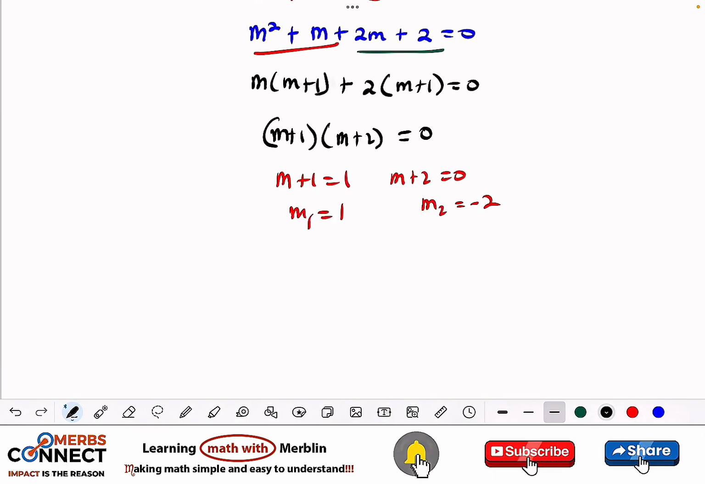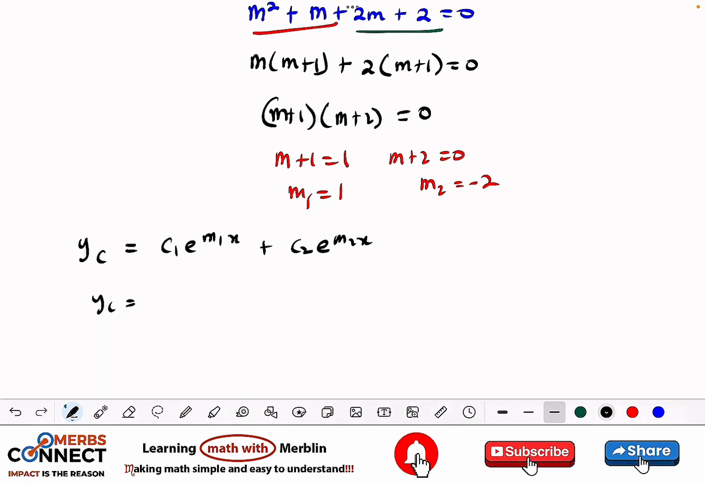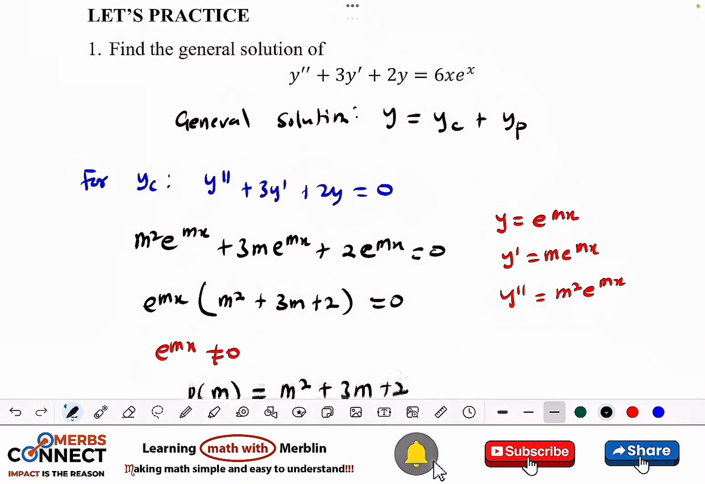So our complementary solution is going to give us c1 e to the power m1 x plus c2 e to the power m2 x. As I said, we are going through the same process. The only thing that we are changing here is how to guess the trial solution for the particular solution. So this is going to be c1 e to the power x plus c2 e to the power minus 2x. This is the complementary solution.